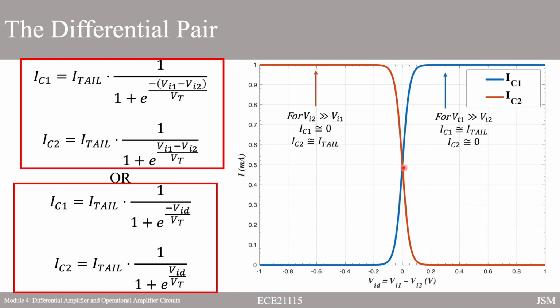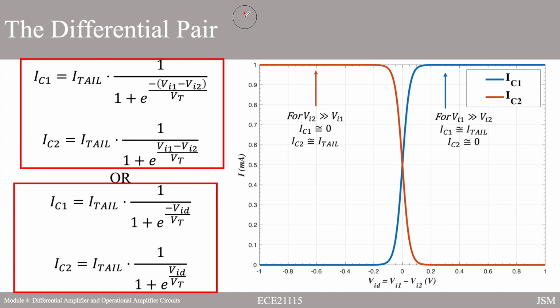And kapag nag-apply tayo ng AC signal na VID, let's say VID is positive, ibig sabihin VI1 is greater than VI2. We can observe that the collector current 1 will increase and the collector current 2 will decrease. And if VID naman is negative, VI2 should be greater than VI1. So, ibig sabihin, the collector current in the transistor number 2 should increase. And the collector current in the transistor number 1 should decrease.